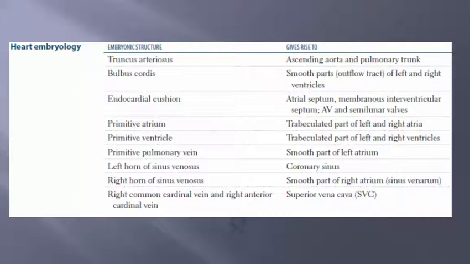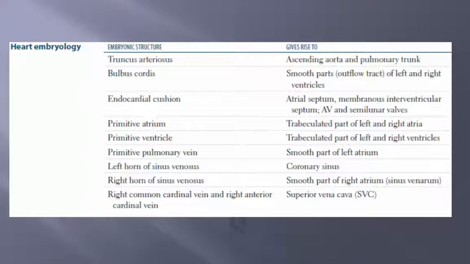The endocardial cushion, this is the atrial septum, the barrier between both atriums. The membranous interventricular septum, again, that's the soft tissue between the ventricles. AV and semilunar valves. And remember, semilunar valves are called that because they look like half moons. Okay? Don't forget the semilunar valves. They're involved with the pulmonary and the aorta.